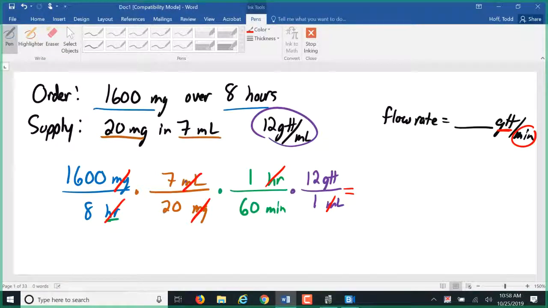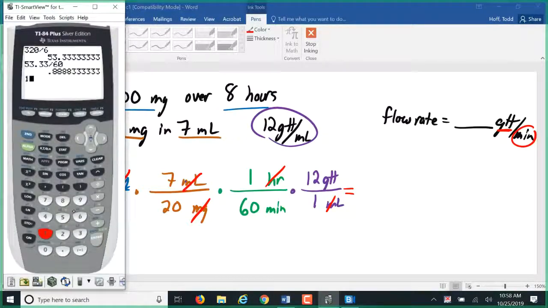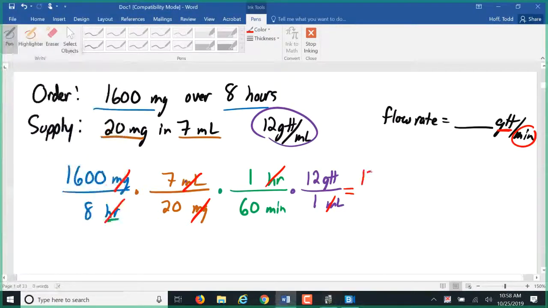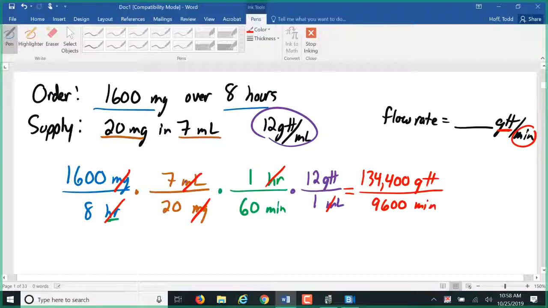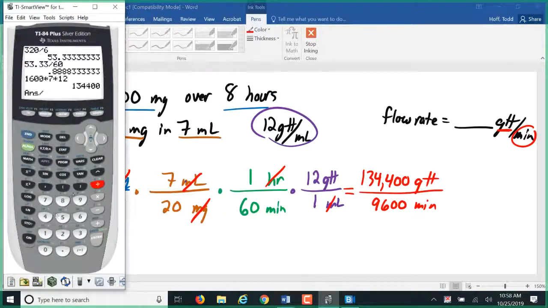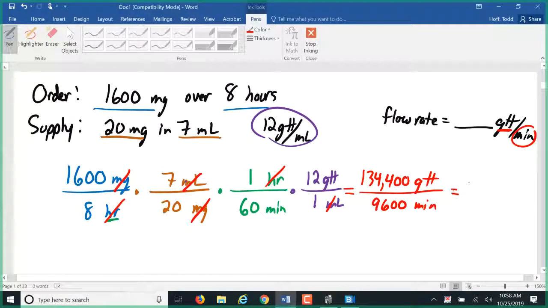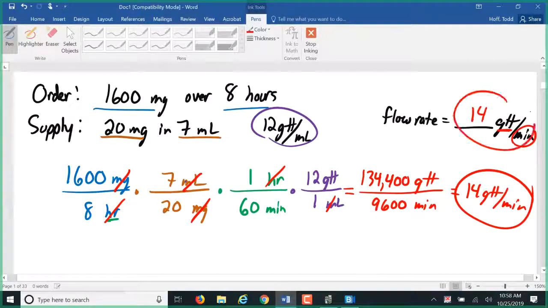So we're going to multiply across the top, 1,600 times 7 times 12 is 134,400. Drops is the only unit left on top. On bottom, 8 times 20 times 60. What's that? 600 minutes. Giving us 14 drops per minute. Questions?